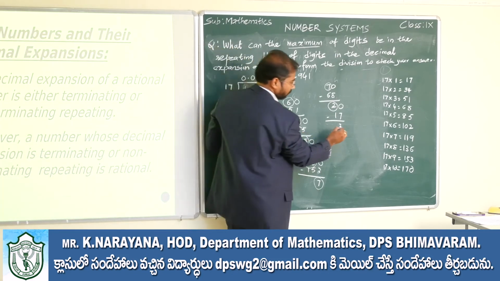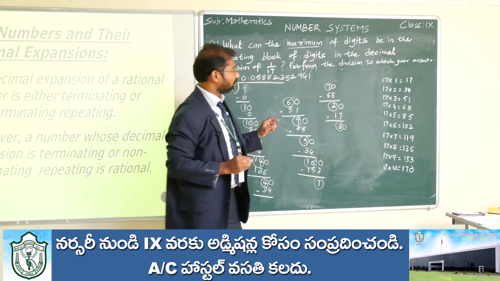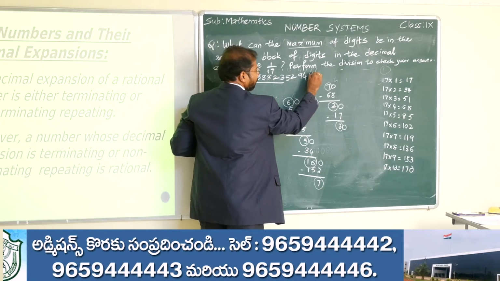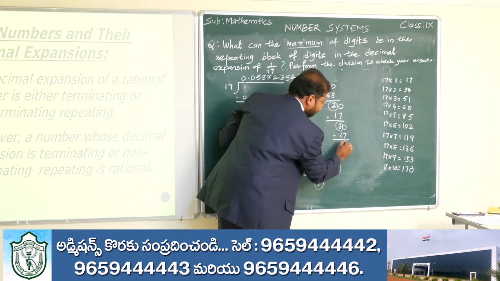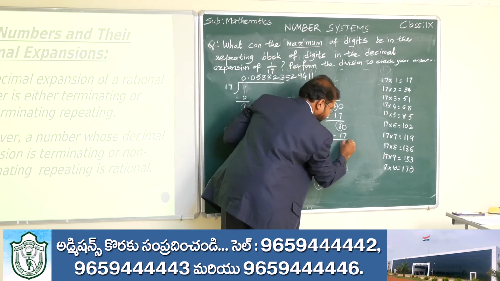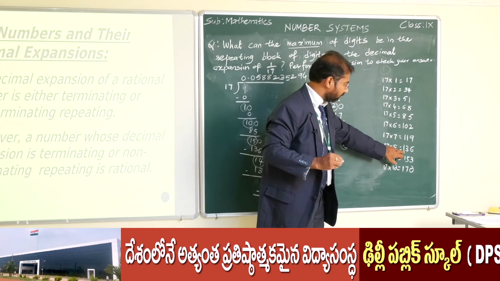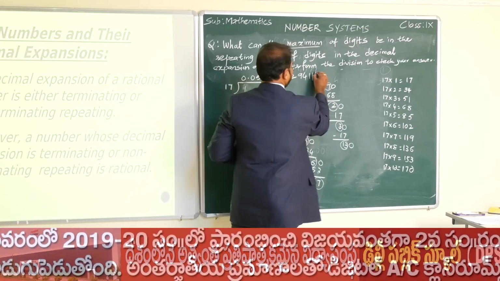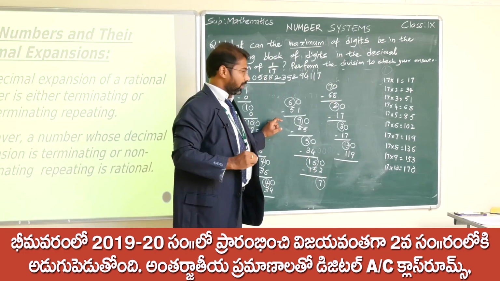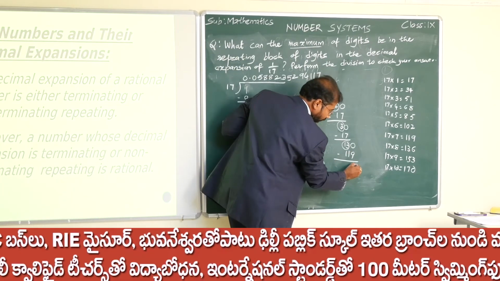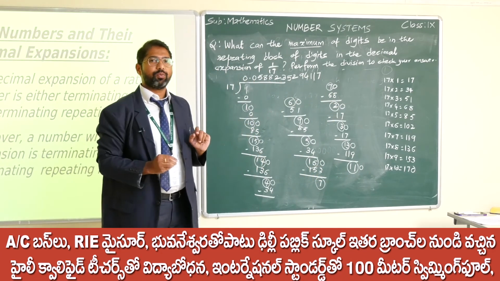No. So add 0 to its right side, you will get 30. So 30, now again 17 ones are 17. Now the remainder is 13. Add to its right side 0, you will get 130. 130 will not exactly go. We have 130, so 17 sevens are 119. When you subtract, you will get remainder as 11. Add 0 to its right side, you will get 110.